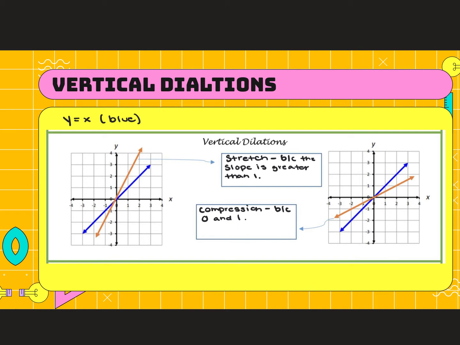All right. So we can look here at the first graph. We're talking about the vertical stretch. We can see that this orange line is steeper. And then over here at the second graph, we can see that our orange line is less steep. All right. So as we can see the difference between a stretch and a compression: a stretch is making it steeper. A compression is making it less steep.